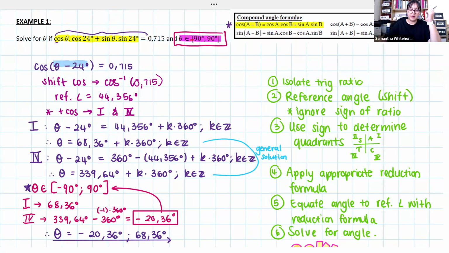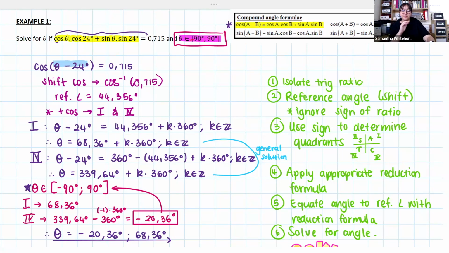Right, I know the steps might for some of you be an irrelevant thing, you just know how to do it, but for some people it is really useful to have a set of steps to follow in order to do something. So generally speaking, if you're going to apply these 6 steps, isolate your trig ratio, work out your reference angle, use the sign to find your quadrants, apply your reduction formulae where appropriate, equate the angle, and then solve, you're going to be able to solve any general solution I give you.